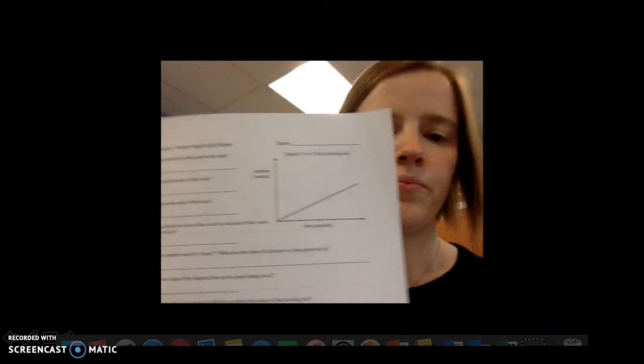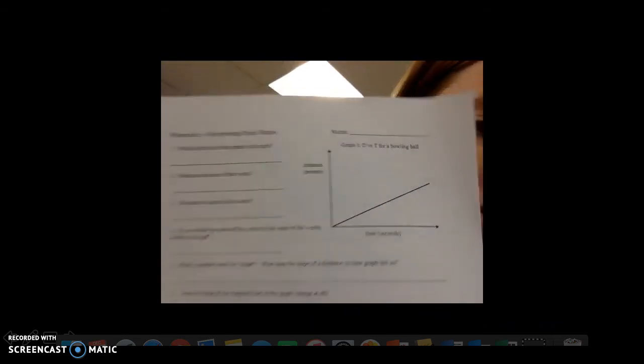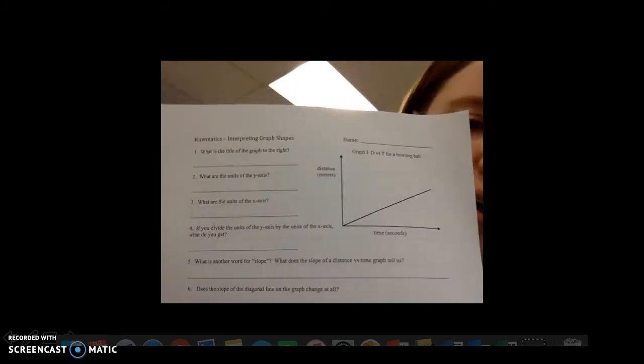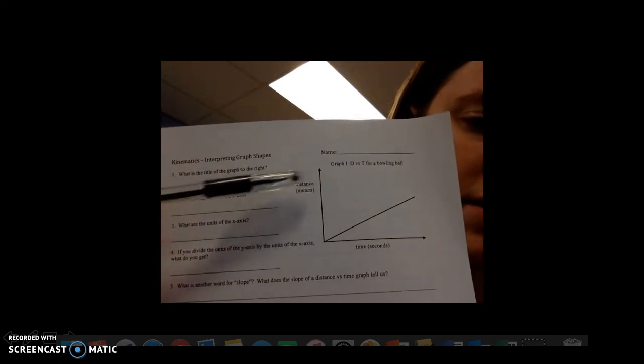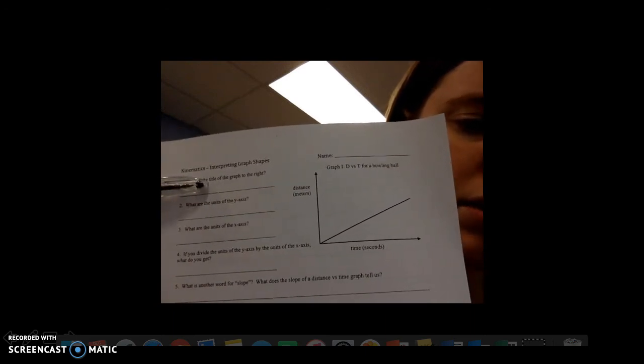Okay, so on number 1, it says, what's the title of the graph? Now, if you look up on the top here, graph 1, this is where it tells you the title. So it's D versus T. D means distance. T is time for a bowling ball, okay? So that's what you would write in number 1.